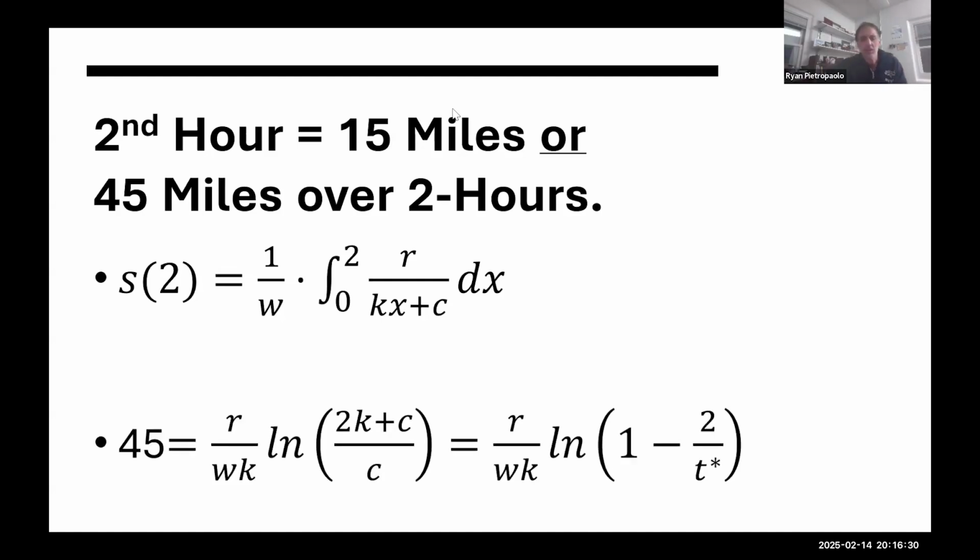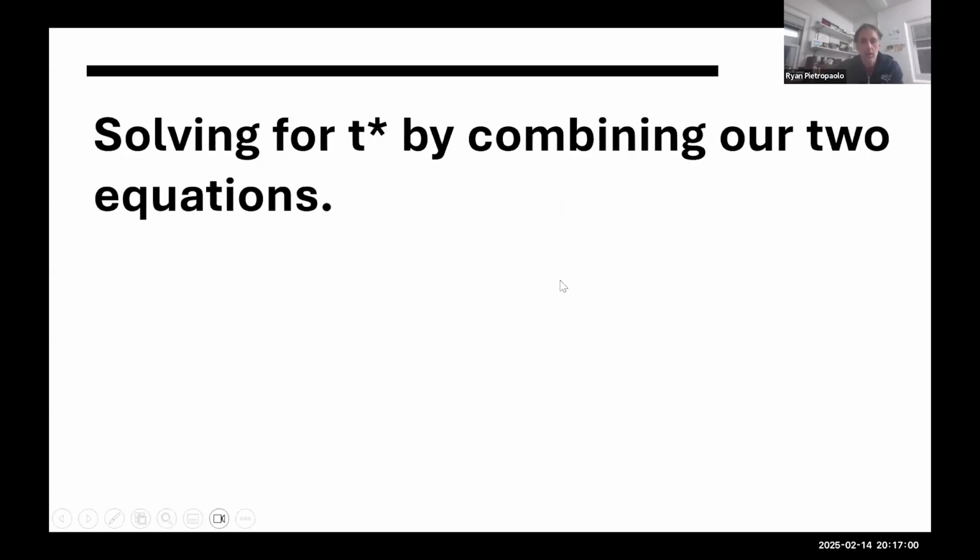I didn't show every step here, but when you anti-differentiate and plug in 2 and 0, instead of just getting k plus c over c, this time we get the 2k because we have a 2 up there. And again, making that substitution, the c over c is 1, and then 2k over c ultimately becomes -2 over t star, a similar substitution to what we had before. Okay, so now we have two equations that have T star in them. So let's take a look at them.